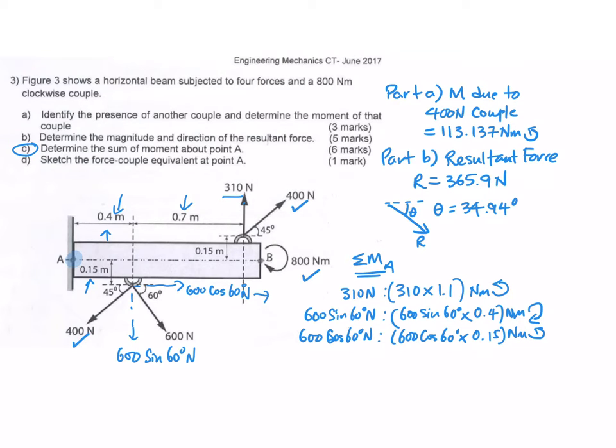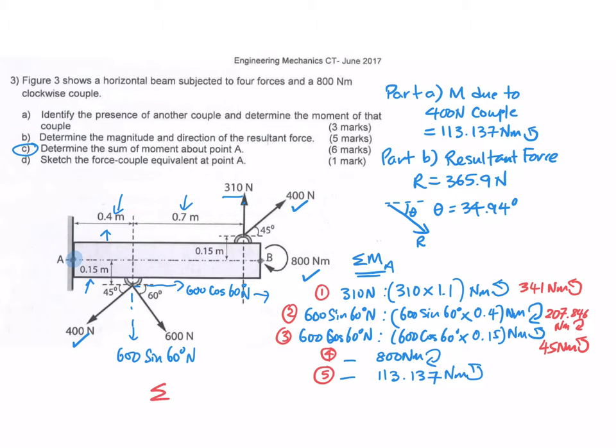So what I need to do is to add the 800 Newton meter clockwise moment and the 113.137 Newton meter anti-clockwise moment. Right, so I have in total 1, 2, 3, 4, 5 moments. So all I need to do now is to add them up and to determine the answer.